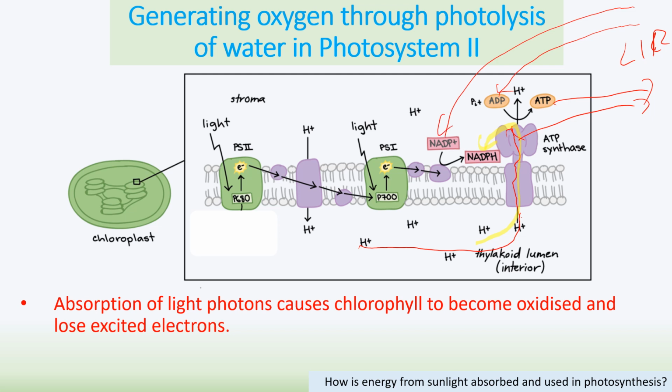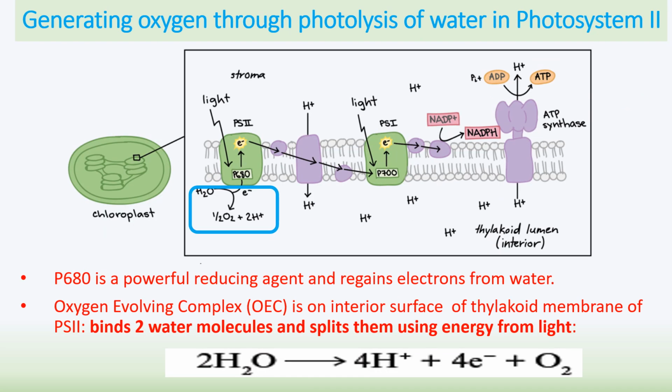So the absorption of light causes chlorophyll to become excited, and P680 is a powerful reducing agent and regains those electrons from water. So the reason we talked about water at the start of photolysis was that the electrons released from the water replace the electrons that are excited from photosystem 2.